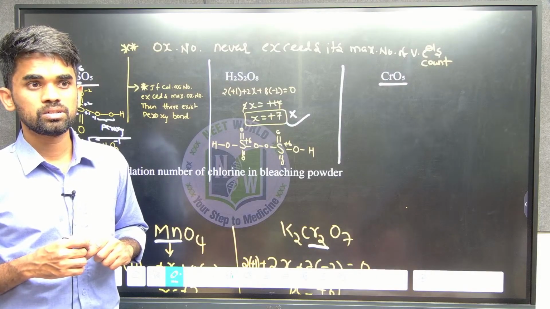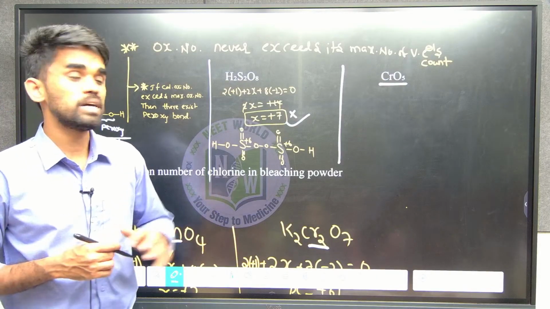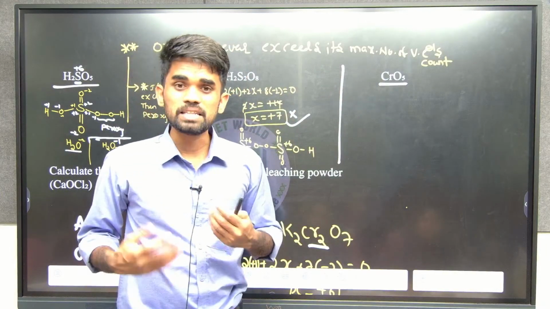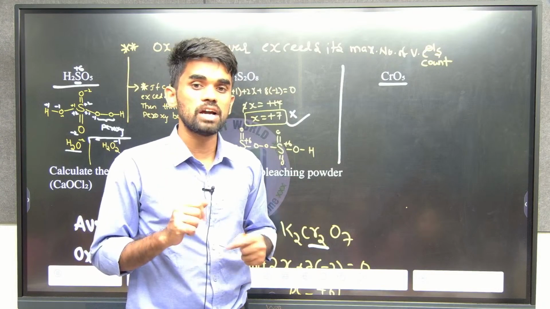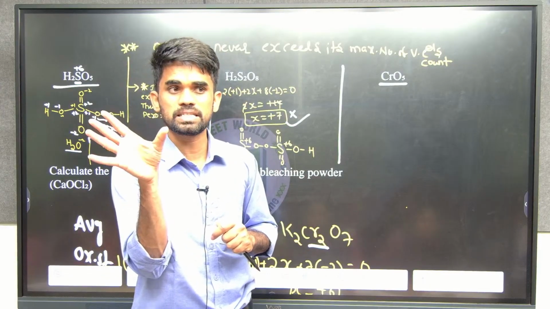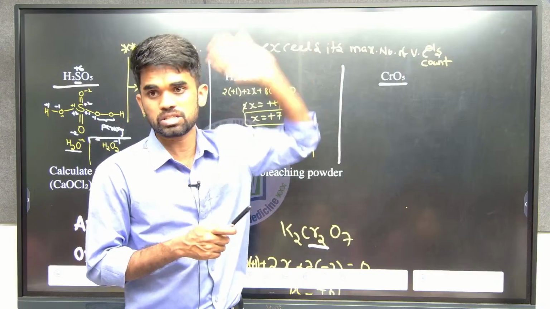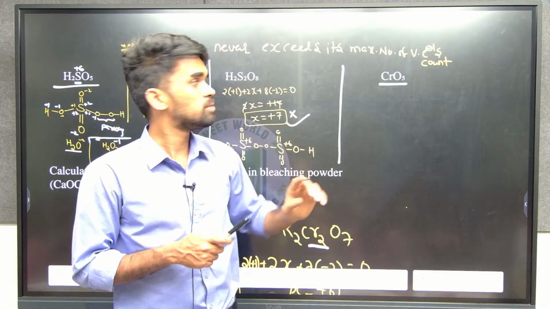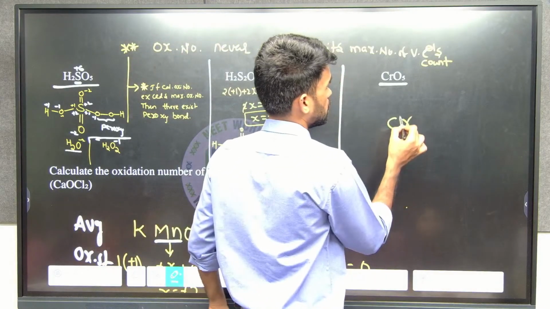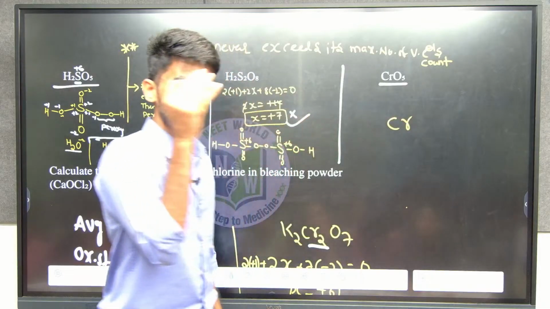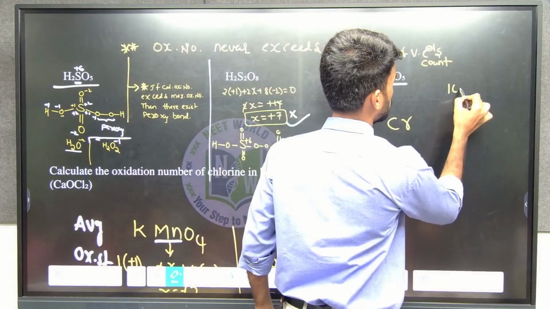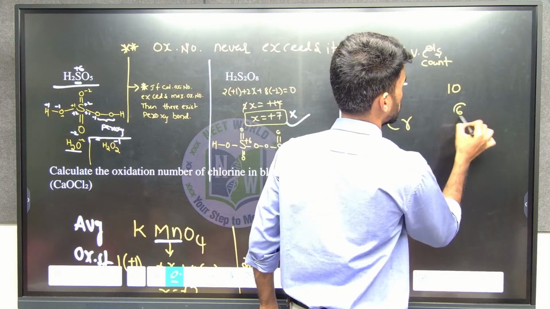How much? Plus 10 you will get. But chromium, how many valence electrons are there? Chromium valence electronic configuration, tell me. 3d5 4s1. So total valence electrons how many? 6. So chromium cannot show more than 6 oxidation state. Plus 6 oxidation state. It means our calculation is again wrong. So here also you need to arrange that in the way that you will get plus 6 or less than that oxidation state.